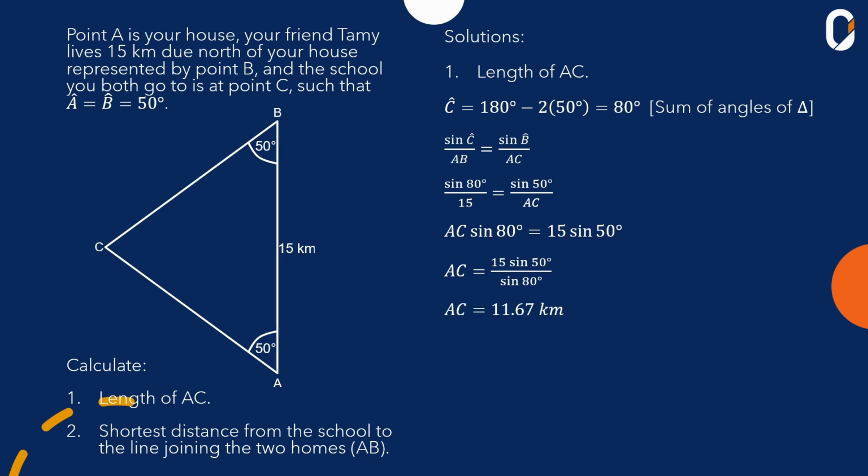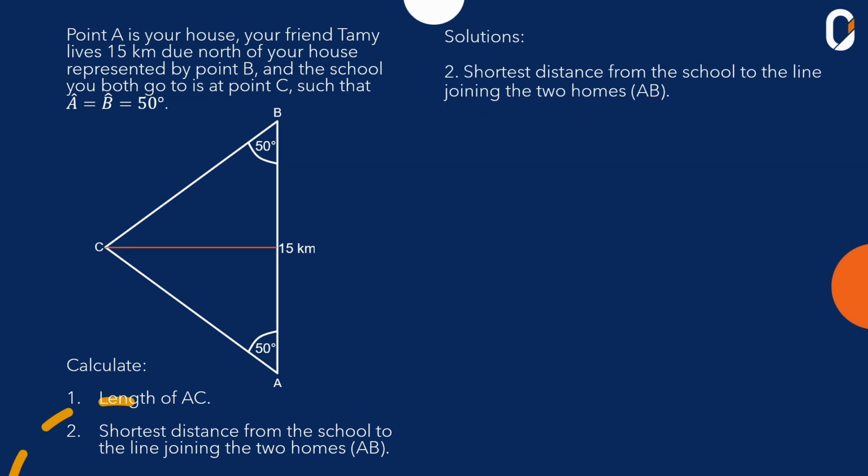Moving on to the second one, which is the shortest distance from the school to the line joining the homes, AB. That is the perpendicular height of the triangle, otherwise known. And to do that, first, I'm going to say tan of angle A is equal to opposite over adjacent. I'm focusing on the smaller triangle, CA, and the point where the 15 kilometers ends. The opposite of that is the height h, and the adjacent is half of the 15 kilometers.